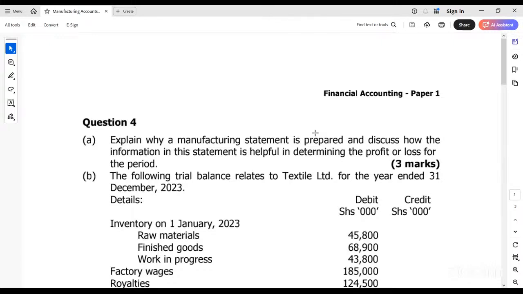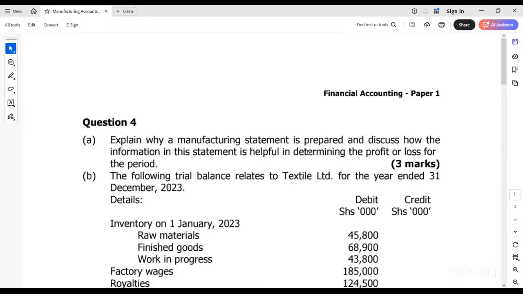In our previous session, we saw how to construct a manufacturing account. I told you that a manufacturing account is prepared because it is in this account where we determine the cost of those goods that have been manufactured. We determine that from the manufacturing account, whereby we have to get the cost of raw materials.